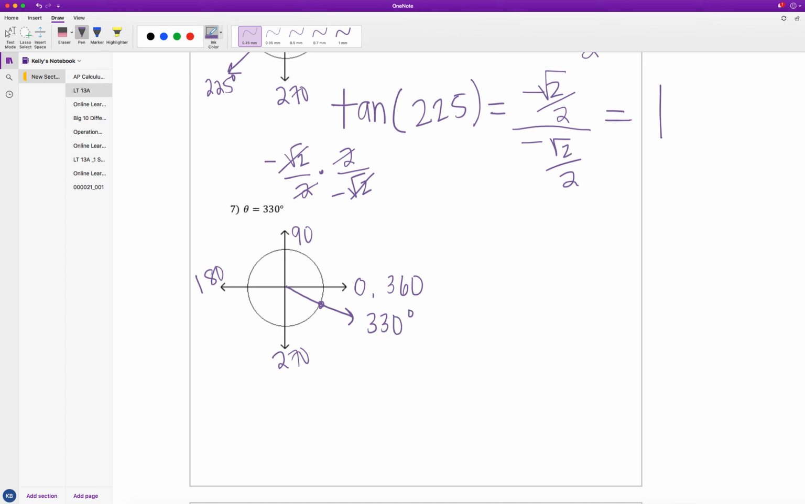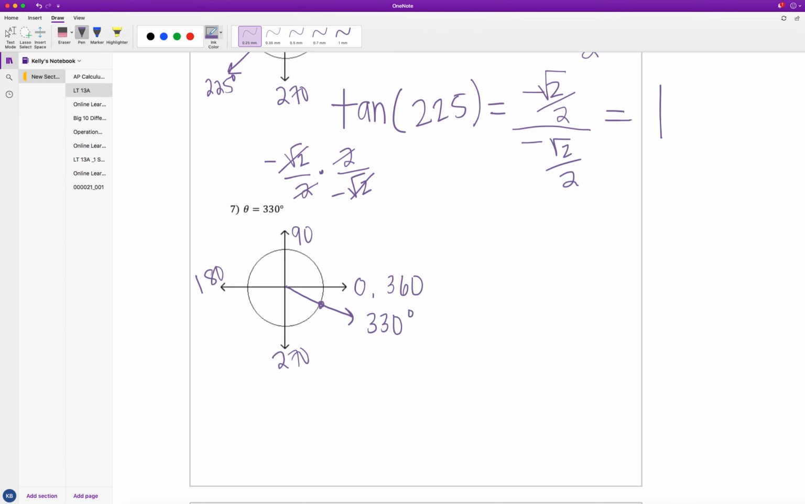Again, I want to rationalize it, so to get rid of the √3 in the denominator, I would need to multiply it by √3. But to keep the problem fair, whatever I do to the top, I've got to do to the bottom. So I'm technically only multiplying by the number 1. And I end up getting a negative, because don't forget this negative sign in front, root 3 all over 3 then, for a tangent of 330 degrees.